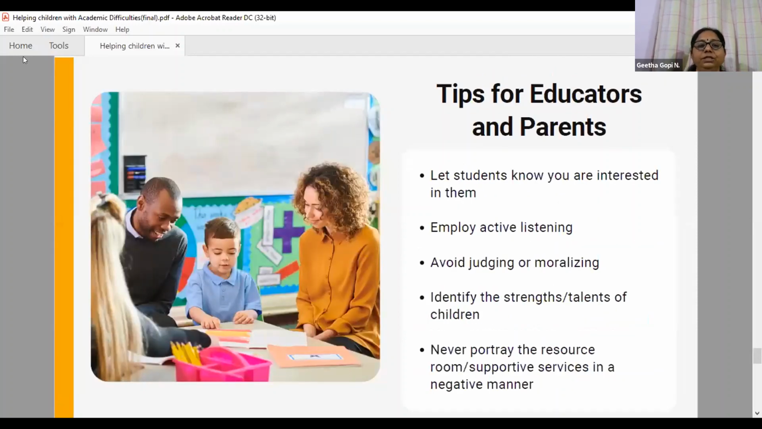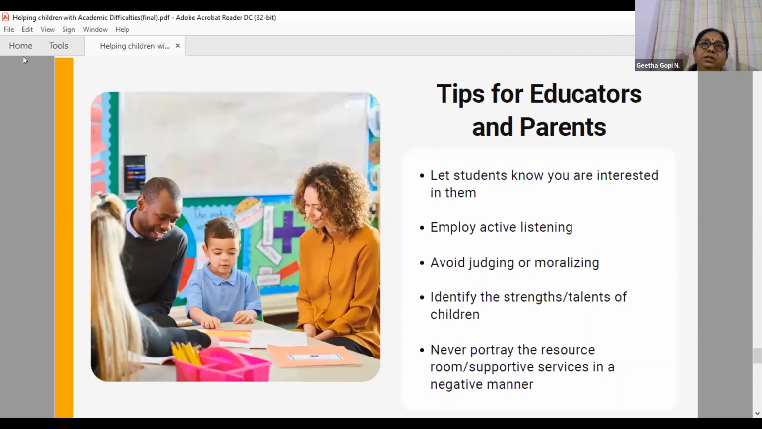Let students know you're interested in them. Even if the child is not performing on par, give them a chance to be successful. Ask them, show interest in them. Even if they're not able to answer, you can ask them to think about it, go over to the other children, and then come back to them. That shows the child that you have not ignored them, but you are actually considering them as an important contributing member in the classroom.